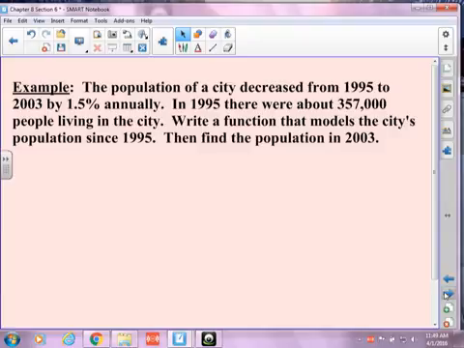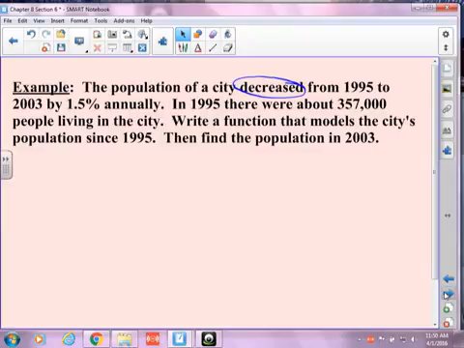So if you remember when we did word problems, the first thing that we were supposed to do is read the problem. So the population of a city decreased. When we see the word decreased, what does that tell me? That it's a decay. Okay? If it increased, that would be a growth. So I know it's a decay problem. And it decreased from 1995 to 2003 by 1.5% annually, meaning each year. In 1995, there were about 357,000 people living in the city. Write a function that models the city's population since 1995, then find the population in 2003.